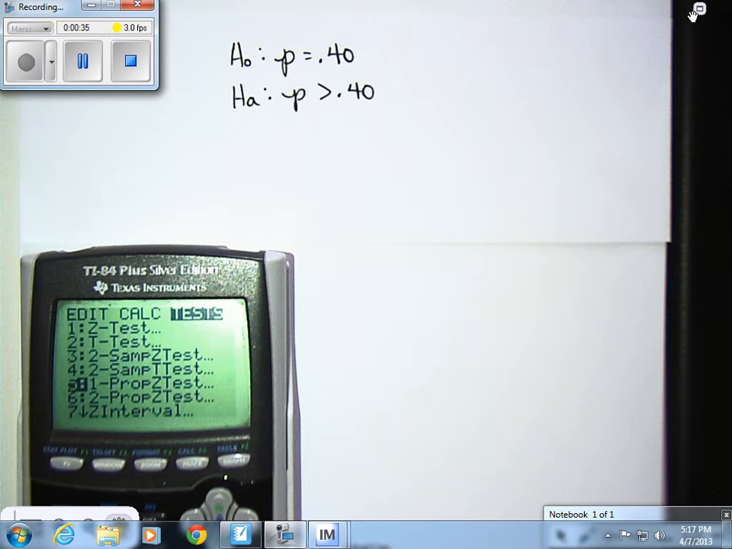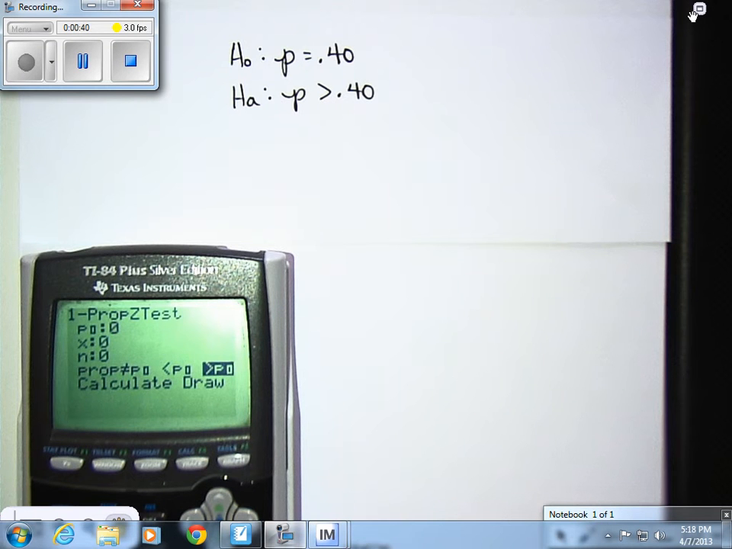So if we're going to use that, we're going to press enter there, and it's going to ask us what our P naught is. And in our case, our P naught is the proportion that they gave us in the problem, which is 0.4. Our X is the number of people who answered favorably. Even though we don't consider binge drinking to be successful, in our case, that's what we were looking for, and those are what people answered. So there were 7,741 of those. And then N is our sample size, which is 17,592.